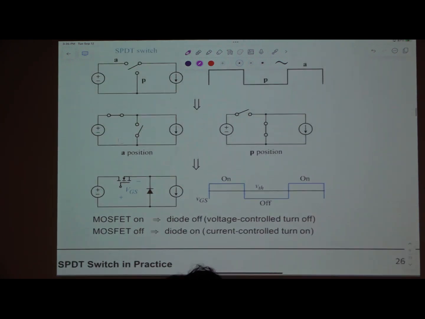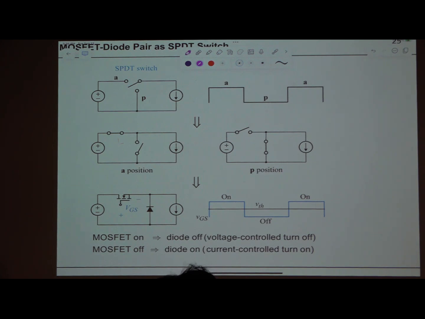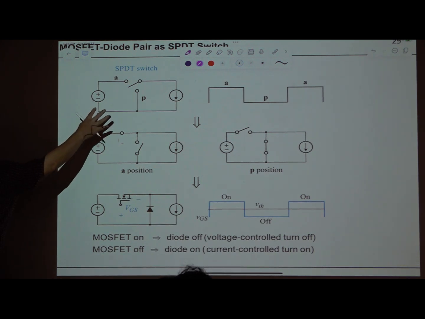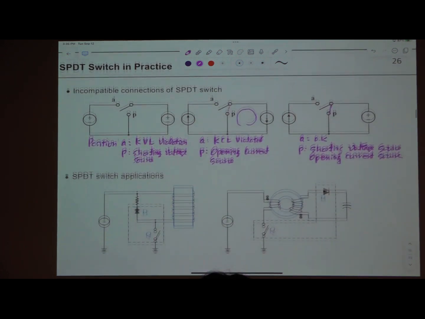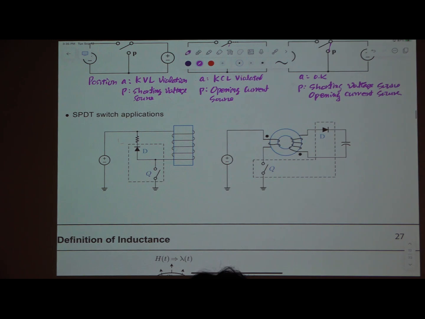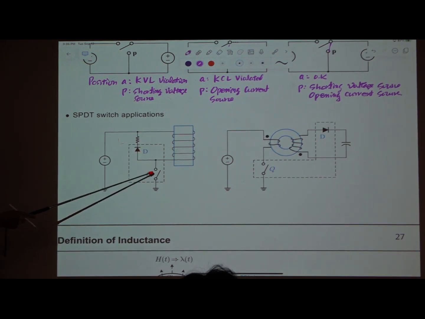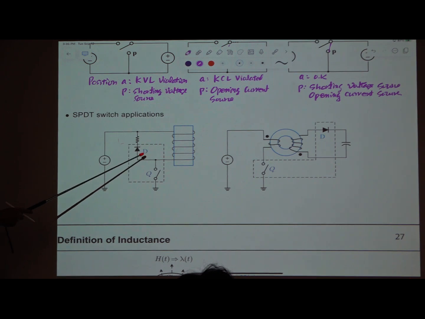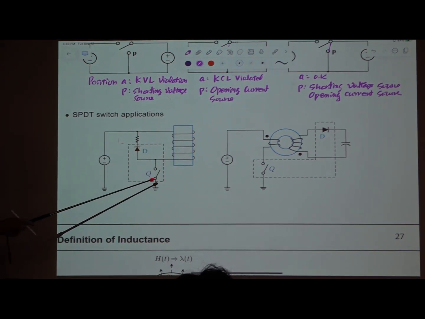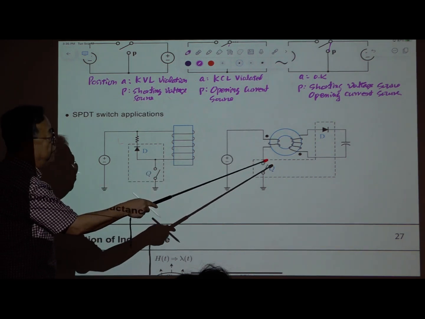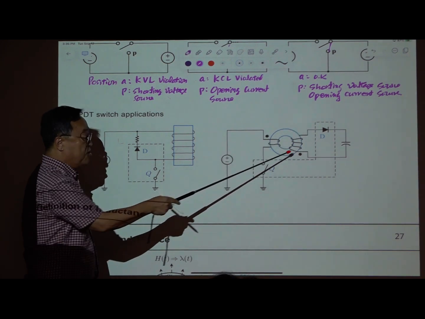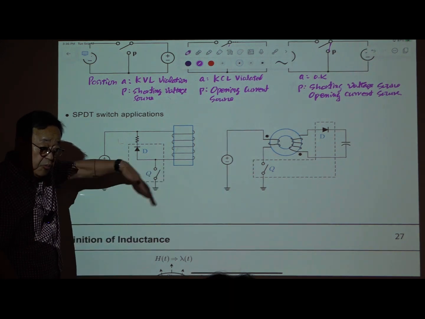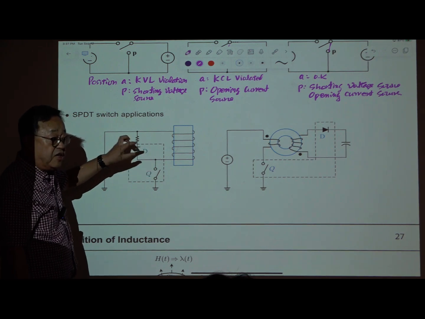Right. So this is one possible operational connection of an SPDT switch. But there are some differences here. This is one example. This is another example. This diode is connected here, and the switch is here. They look different, but it also works as an SPDT switch. For this configuration, this MOSFET is here, and the diode is on the other side of the transformer. So it looks different from the previous example, but functionally they are the same thing.